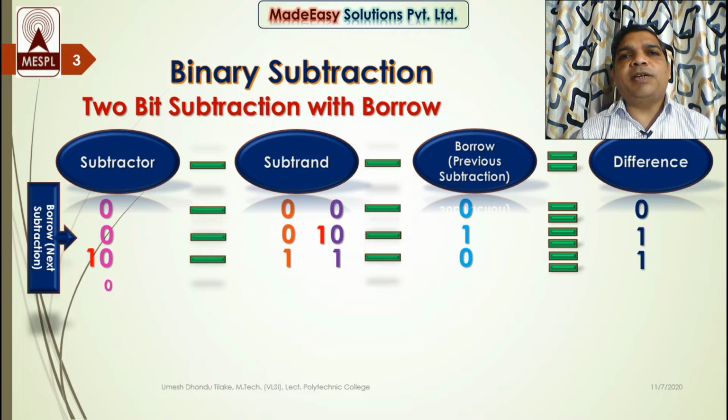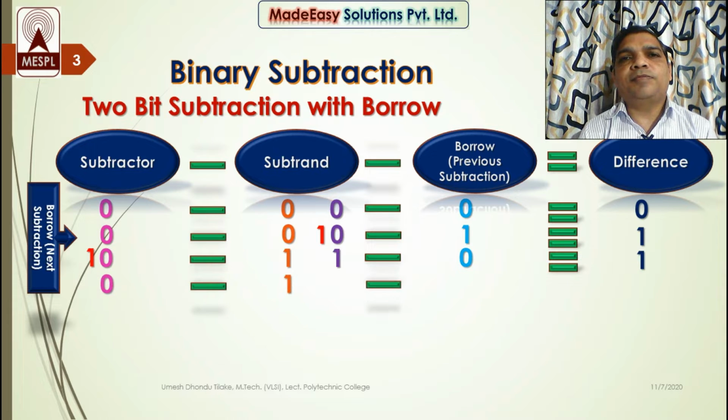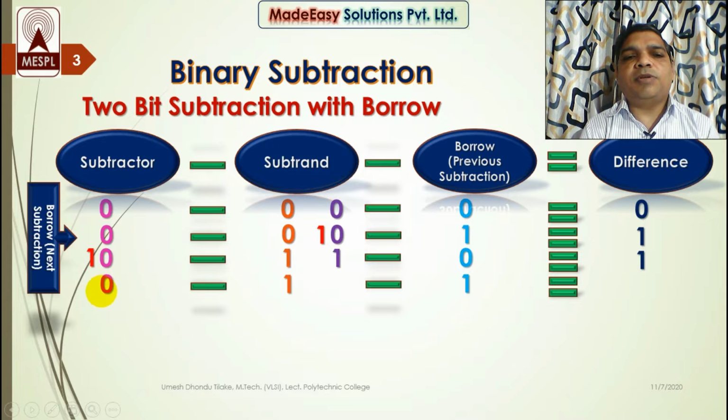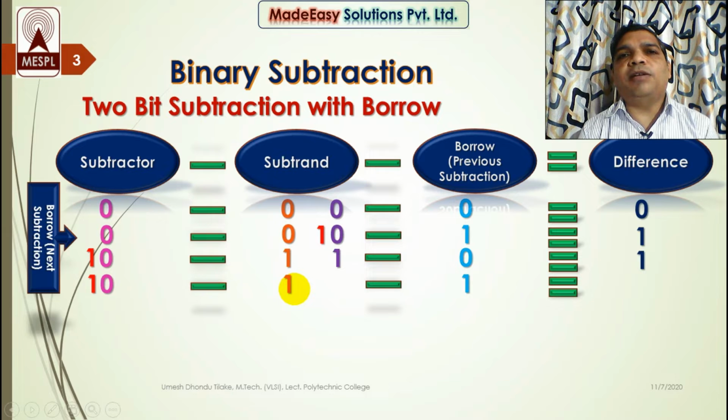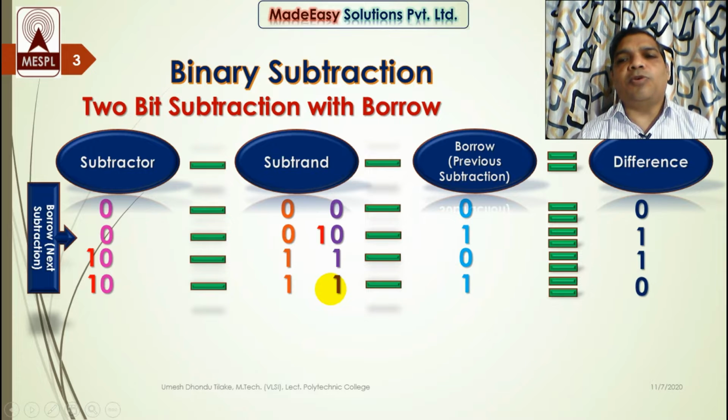Now the next possibility is 0 1 1. Now subtract this 1 from 0. Can I subtract? No, because 1 is larger than 0. So take a borrow. Now can I subtract? Yes. So 1 0 minus 1, I will get the result 1 over here. Now subtract the borrow from the result. So 1 subtracted from 1, I will get 0 over here.